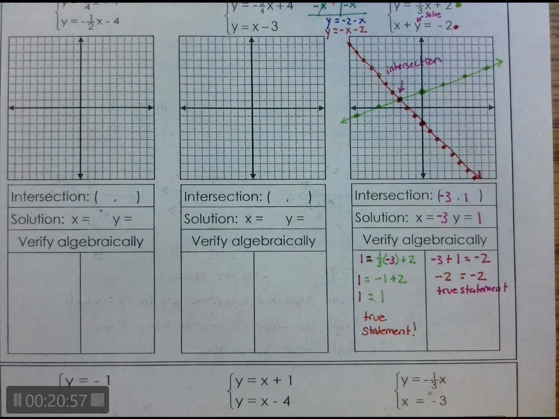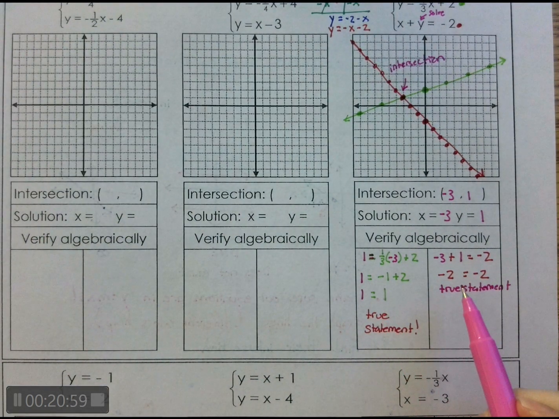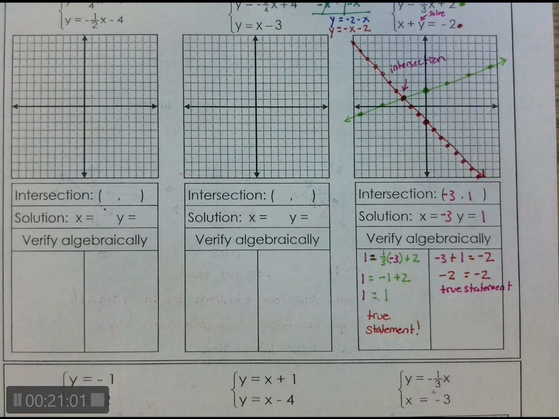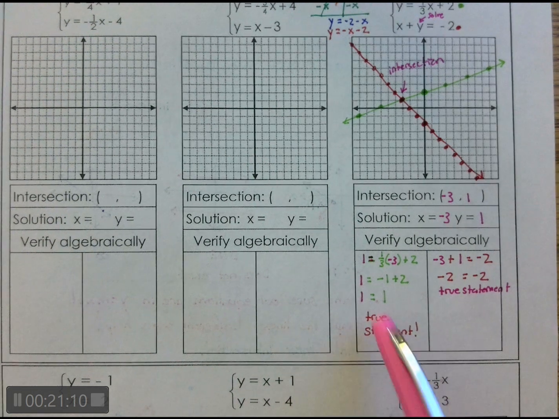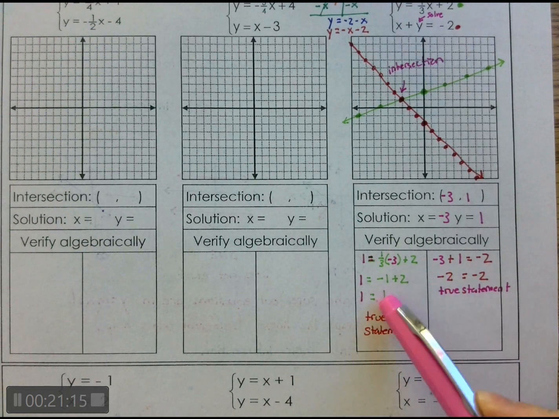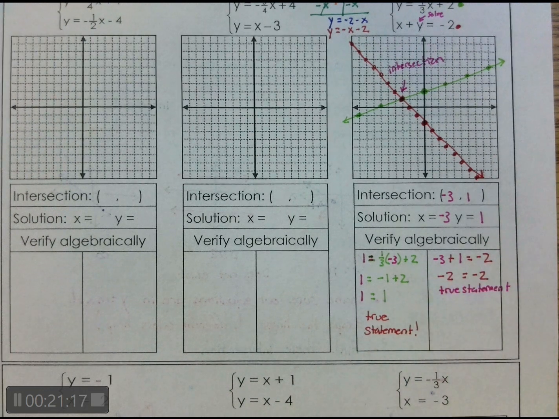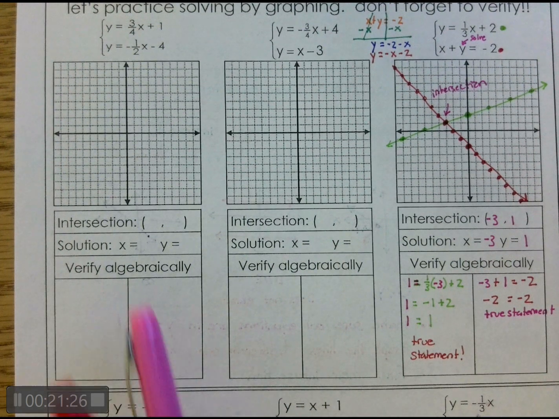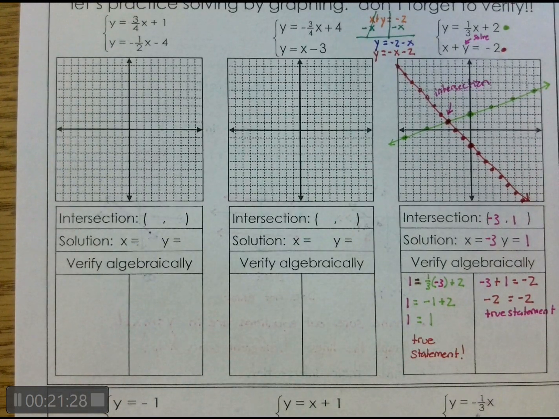You might be saying, but Miss Johnson, this one was 1 equals 1 and this one is -2 equals -2. That does not matter. What matters is that when you substitute in the numbers, it comes out with a true statement. Okay? These numbers have to be the same and these numbers have to be the same, but these numbers do not have to be the same. Okay? Alrighty. So now I want you to pause the video and try to verify algebraically your two previous solutions.